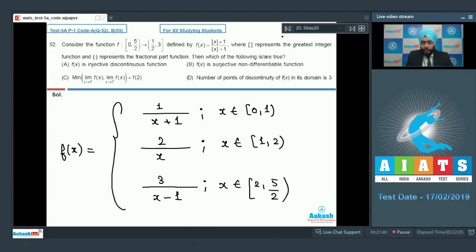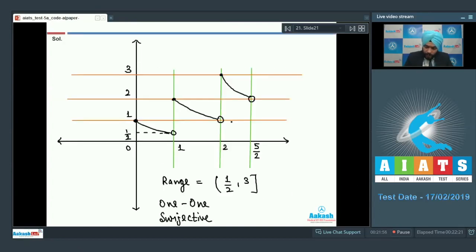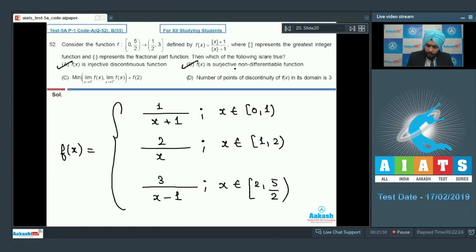Option A: f(x) is an injective discontinuous function. Correct. Option B: f(x) is a surjective non-differentiable function. Correct. Option C, let us hold on for it. Option D: the number of points of discontinuity of f(x) in its domain is 3. The domain is 0 to 5 by 2 open. So 1 point of discontinuity here, 2 points of discontinuity here. Wrong option.